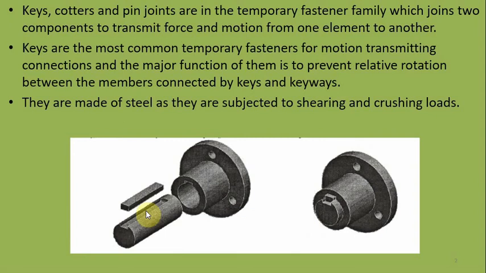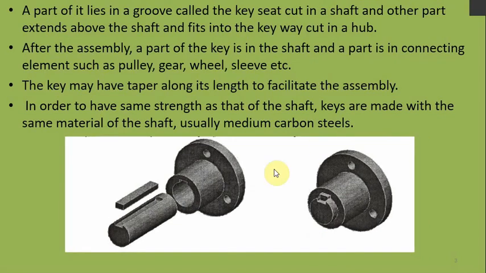So these are the elements I mentioned: shaft, hub and a key. This is how it looks after assembly. You can see here the key is partially inside the hub and partially outside the hub. We will go into the details in the coming slides. So we will see how the assembly is achieved.